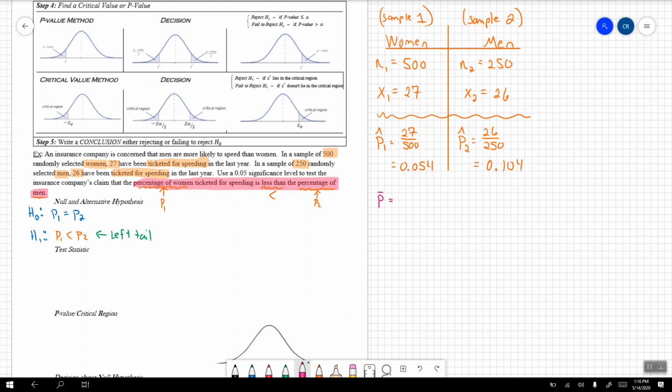In order to find P bar, we need to take the addition of the two favorable outcomes. One was 27, the other one was 26. There we are. And then we're going to divide by the two sample sizes. Well, the first sample size was 500, and the second sample size was half that amount, which is 250. And so you're just going to enter this into your calculator, and if you do the addition first, you're going to get 53 divided by 750.